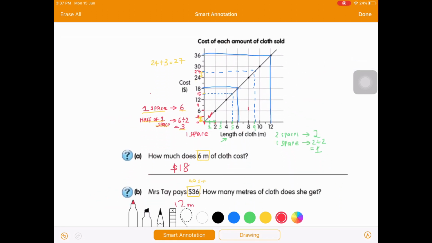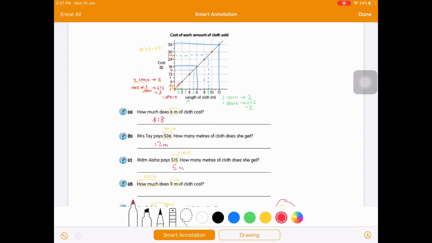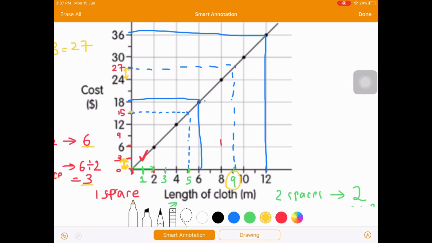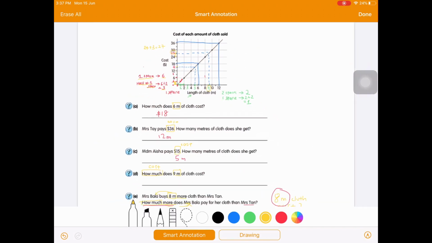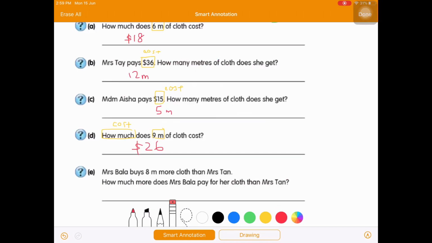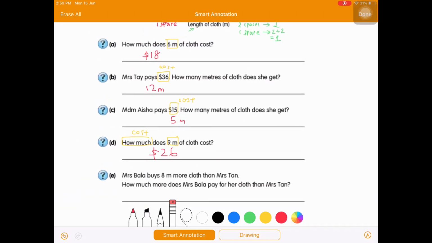So now let's answer the question. How much does 9 meter of cloth cost? 9 meter is here. So the cost of it is 27. So we have found the answer to be 27. Question E. Mrs. Bala buys 8 meter more cloth than Mrs. Tan. How much more does Mrs. Bala pay for her cloth than Mrs. Tan?